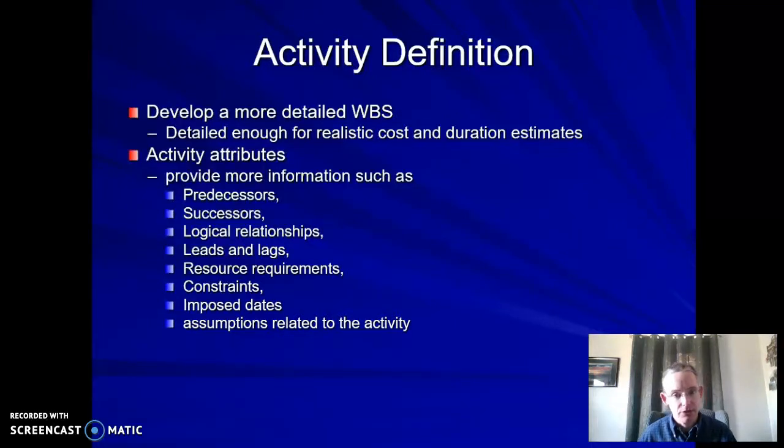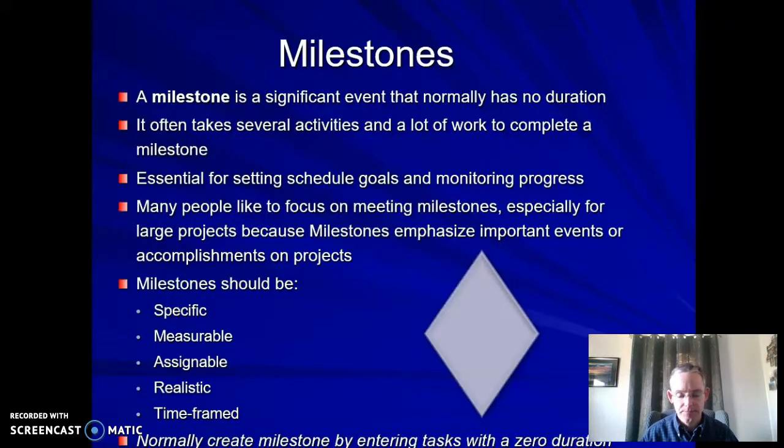So activity definition, let's go to the first part of that. We take our detailed WBS, our work breakdown structure from the scope activities, and we define all the attributes associated with each of those tasks. What needs to come before it, what needs to come after it, what are the relationships, lead times, lag times, those kinds of things, what are the constraints, so that you can understand each of those activities.